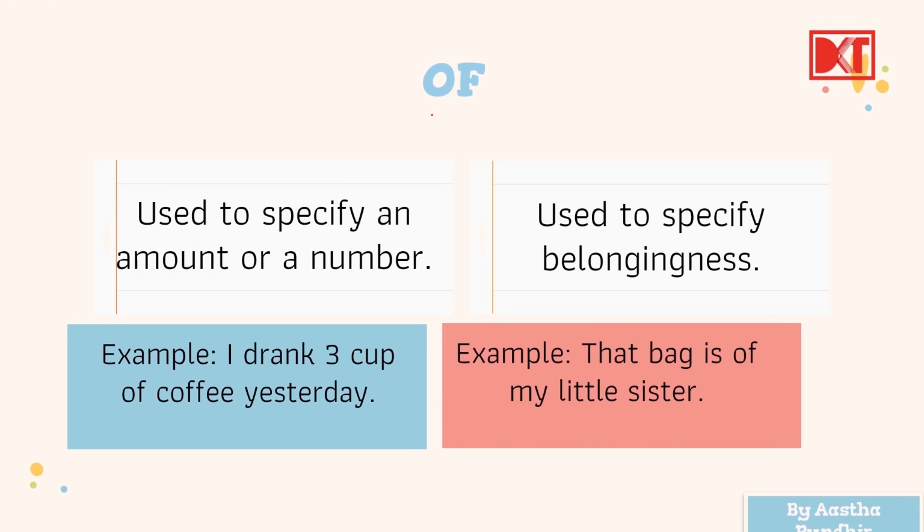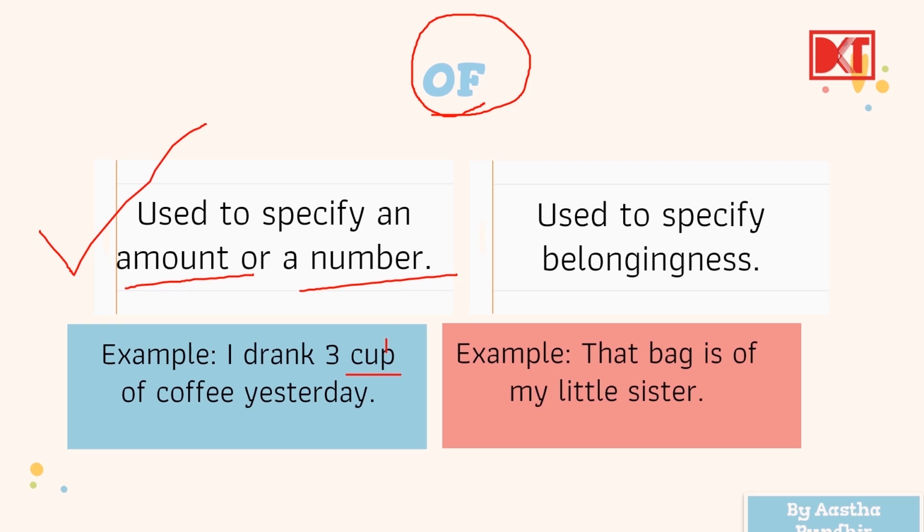So the next example we have is "of". Now "of" is used to specify an amount or a number. For example here, I drank 3 cups. Here, I'm sorry, it should be cups because it is plural. I must have mistyped it. Okay, the typing error, I'm sorry. I drank 3 cups of coffee yesterday.